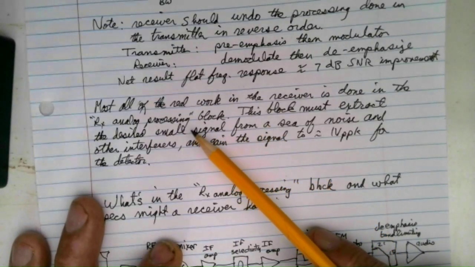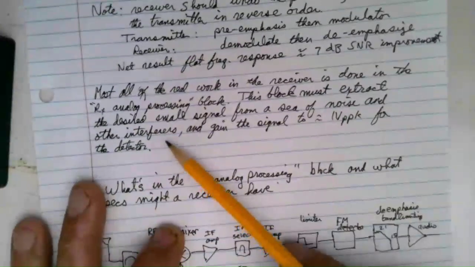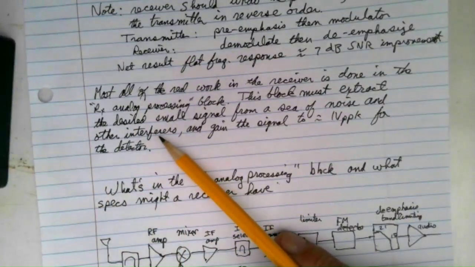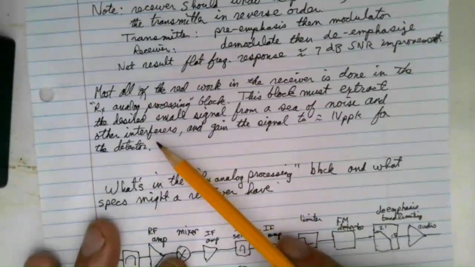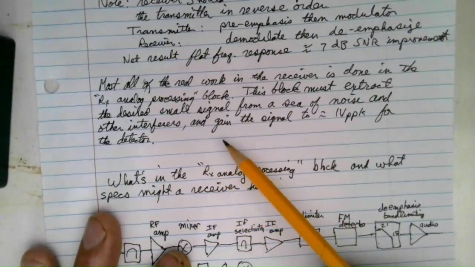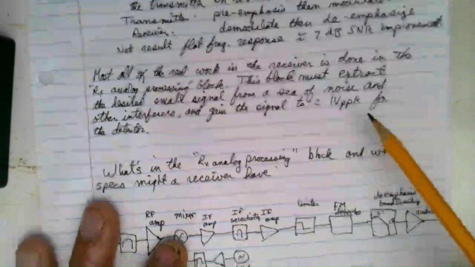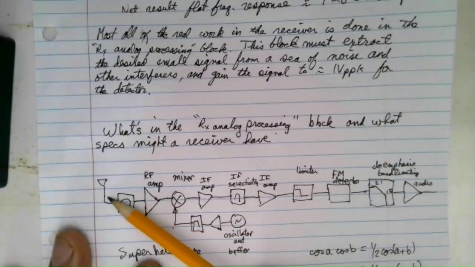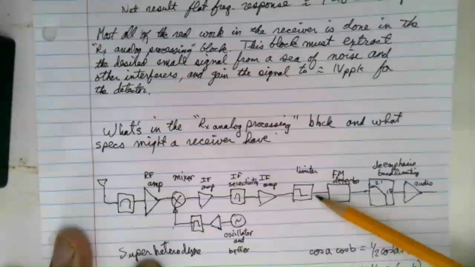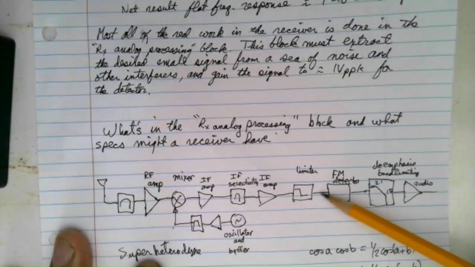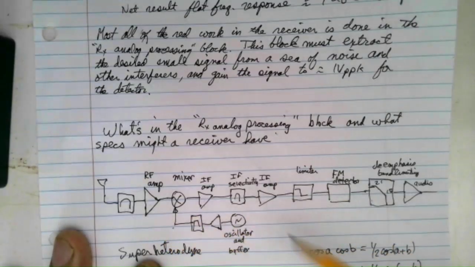Okay, so most all of the real work in the receiver is done in the receive analog processing block. This block must extract the desired small signal from a sea of noise and other interferers, and gain the signal up to about 1 volt peak to peak for the detector. Now think about how much gain that is. This signal at the input might be minus 110 dBm maybe, and we're going to gain that all the way up to 1 volt by the time we get to the FM detector. That's a lot of gain in this lineup.